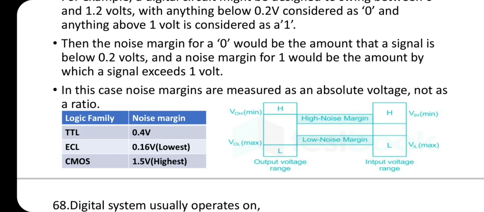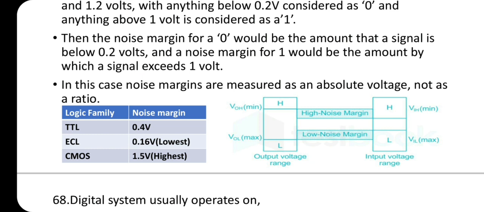From the figure, we can identify the high noise margin and low noise margin by considering the output voltage range and input voltage range. Logic family and noise margin. For TTL, noise margin is 0.4 volt. For ECL, noise margin is 0.16 volt. It is the lowest. That is, considering the whole logic family, ECL has the lowest noise margin. For CMOS, noise margin is 1.5 volt. That is the highest noise margin is for CMOS.